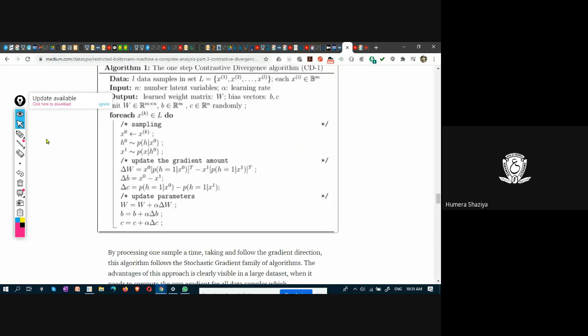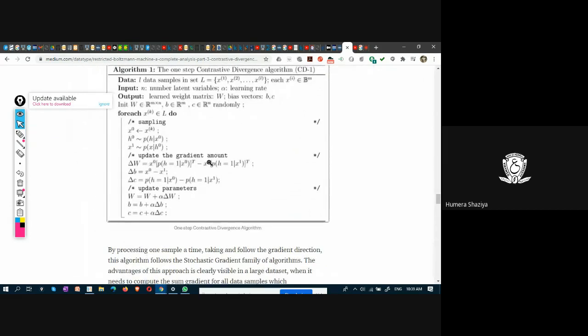And then the gradients are updated through those derivatives. Those derivative equations were given earlier. Using those derivative equations, the gradients are updated, and finally the parameters are updated. What are the parameters? Weights, the bias constant for the hidden layer, and the bias constant for the visible layer are updated. So this is nothing but the training of the RBM.